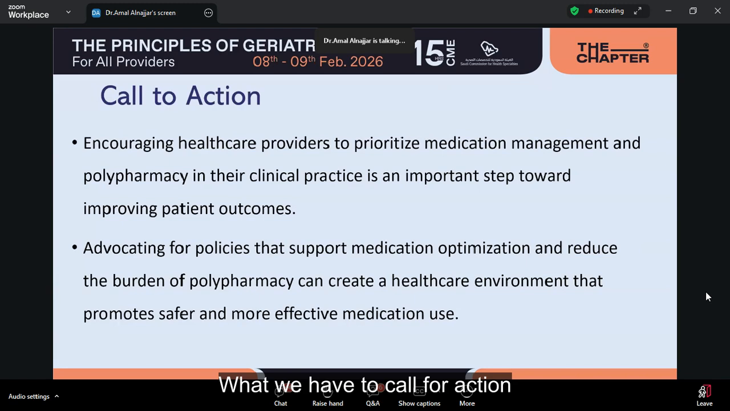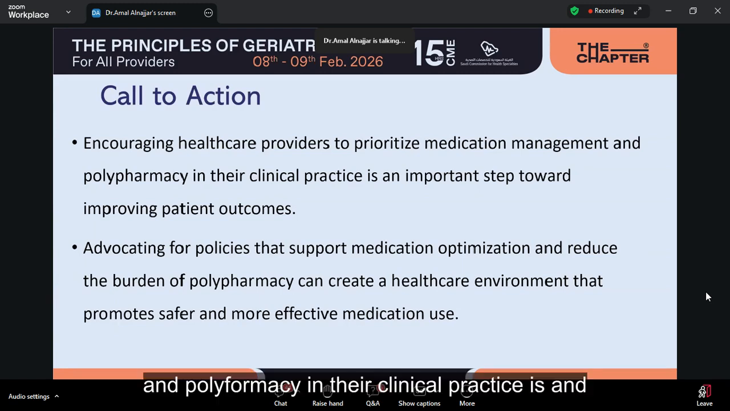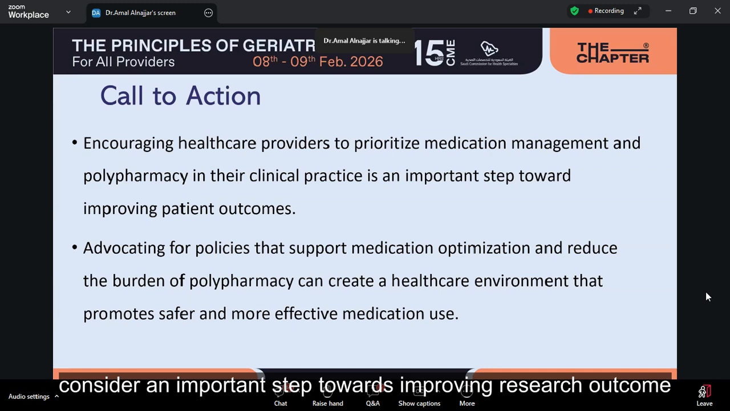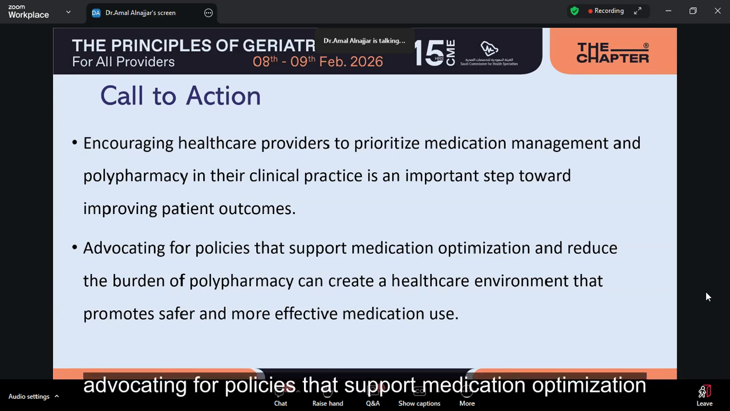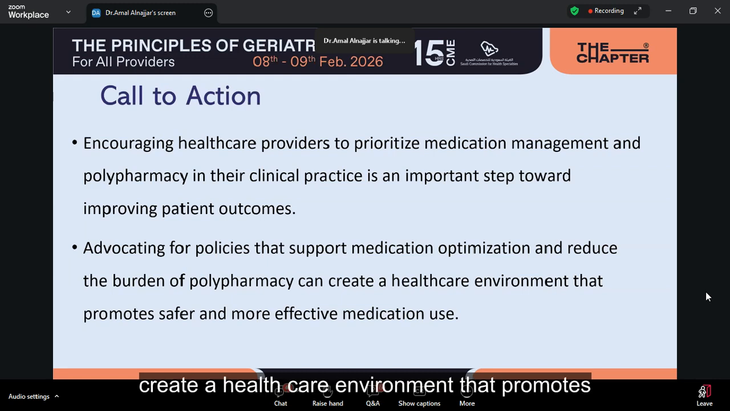What is our call for action? We have to encourage healthcare providers to prioritize medication management and polypharmacy in their clinical practice and consider it an important step toward improving patient outcomes. Advocating for policies that support medication optimization and reduce the burden of polypharmacy can also create a health care environment that promotes safer and more effective medication use.